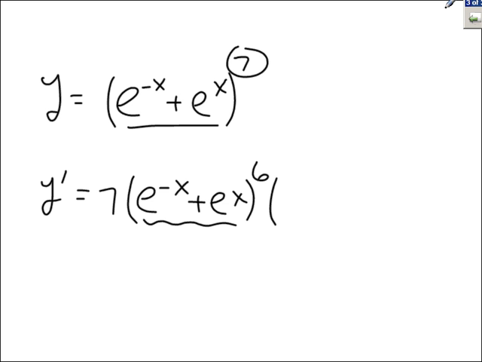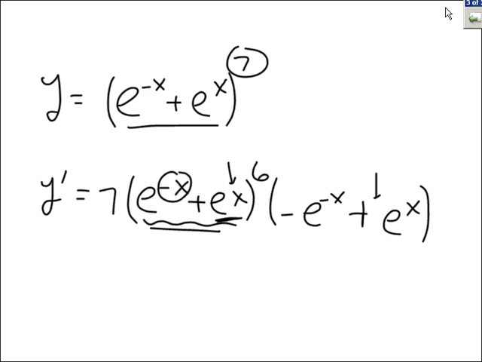Well, the derivative of e to the minus x, well, it's e to the minus x times the derivative of the power, which is minus 1 or just minus, plus the derivative of e to the x is e to the x times the derivative of the power. The power is x. The derivative of x is 1. There's no need to write the 1 in front. And there's your answer. I was thinking maybe these bases were the same, but they aren't. Because this is minus e to the minus x, and this is not. It's just e to the minus x. So that problem is done.